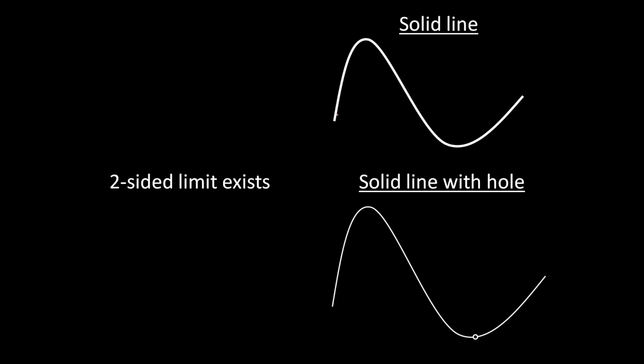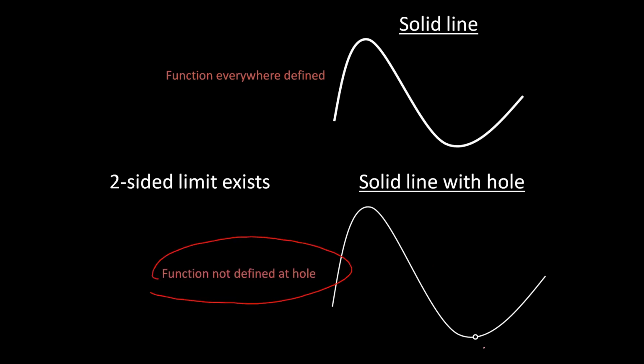Now, something else that's true for a solid line is that if you have a solid line, the function is everywhere defined. That's how you create a solid line, when you have a function that's everywhere defined. In the case with a hole, however, the function's not defined on a hole. The hole is specifically there because the function has division by zero in it.